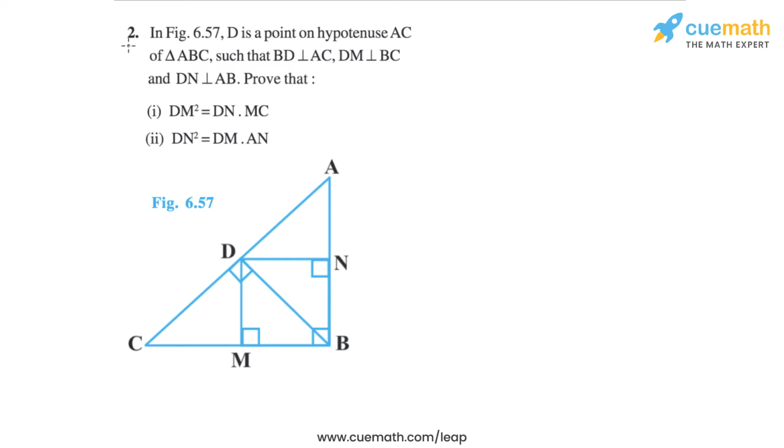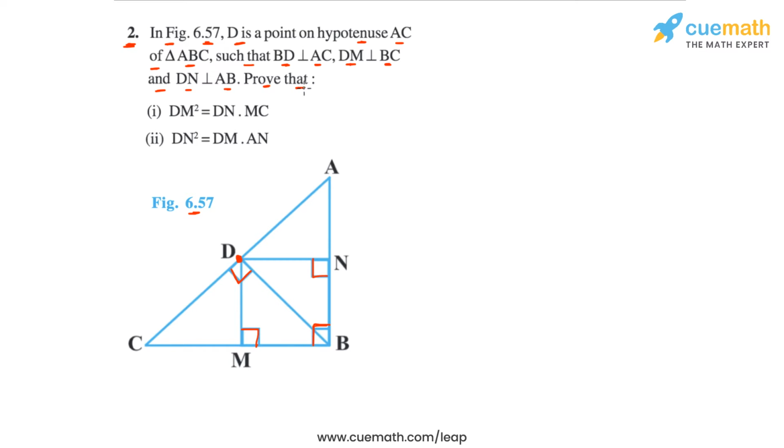Question 2 of this exercise says that in figure 6.57 given here, D is a point on hypotenuse AC of a triangle ABC that is right angled at B, such that BD is perpendicular to AC, as indicated here. DM is perpendicular to BC, indicated here, and DN is perpendicular to AB, which is indicated here.